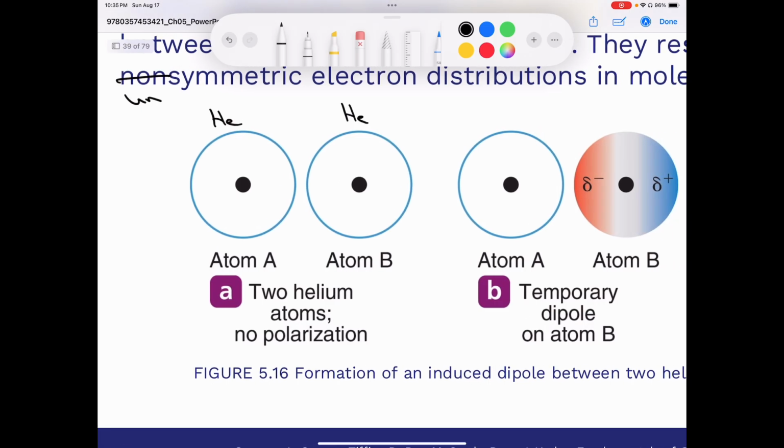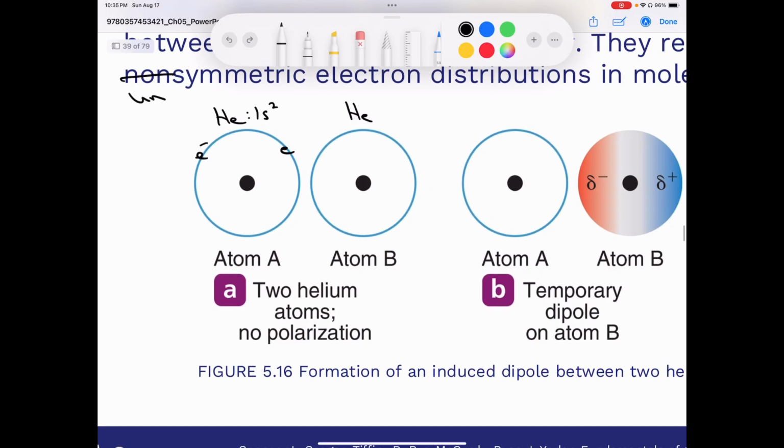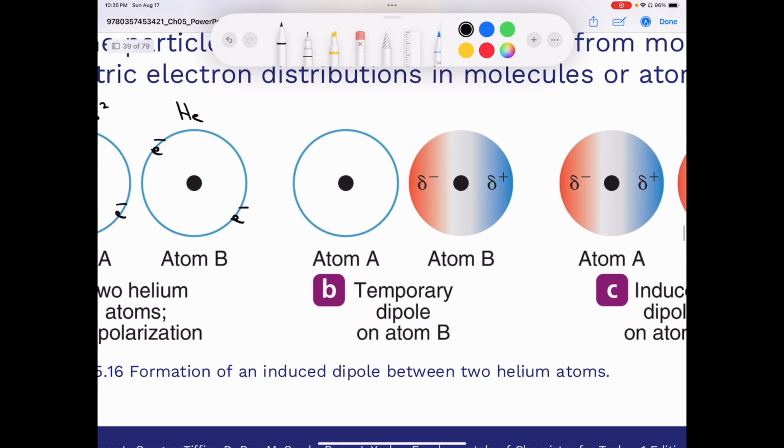But if you can imagine the two electrons, right, because helium is just 1s2, if you imagine the two electrons outside of the nucleus are perfectly spaced apart or something like this, and these two are perfectly spaced apart, right? There's no dipole in any of these, all the charges are balanced out. But what if, in just a moment of time, both of the electrons end up on one side of the helium atom? Because remember, electrons are in constant motion, okay?